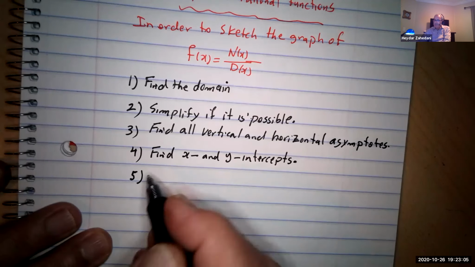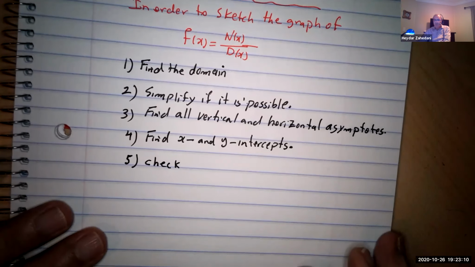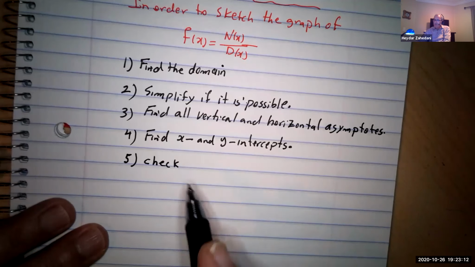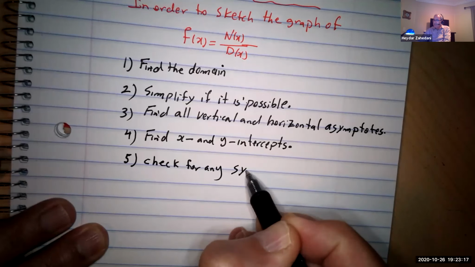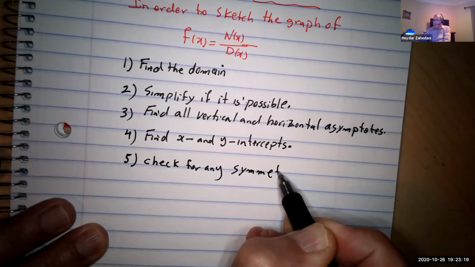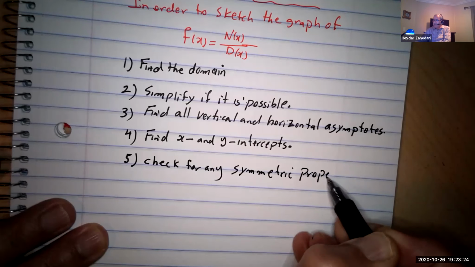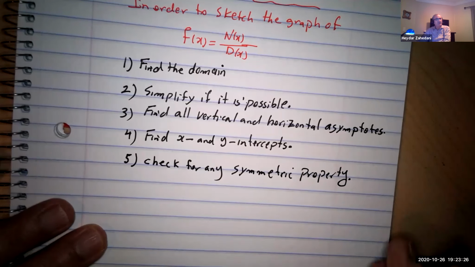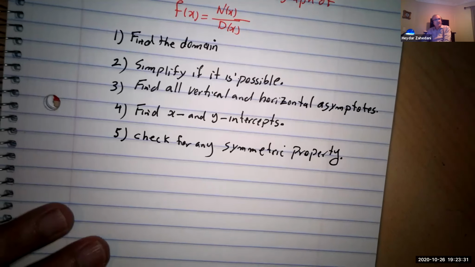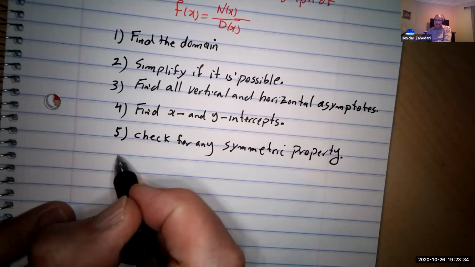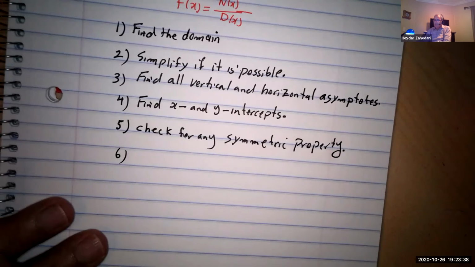Number 5 sometimes is going to be useful. Check for any symmetric property. Most of them can be done without checking this one, but check for any symmetry or symmetric property of the graph: symmetric with respect to the origin, with respect to the x-axis, or the y-axis.